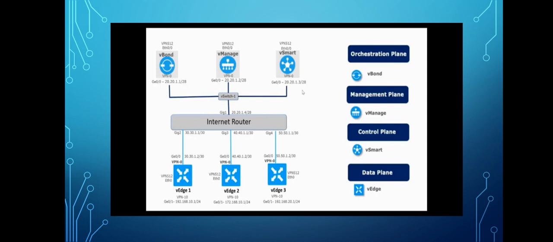In the data center, we'll have a vSwitch connected to vManage, vSmart, and vBond, which will be connected to the internet router, and the router will have connections to the branches. The vManage, vBond, and vSmart will act like servers, which will be connected to the vSwitch.